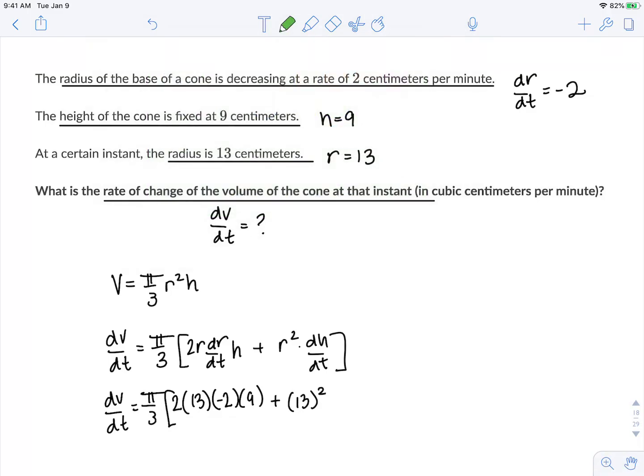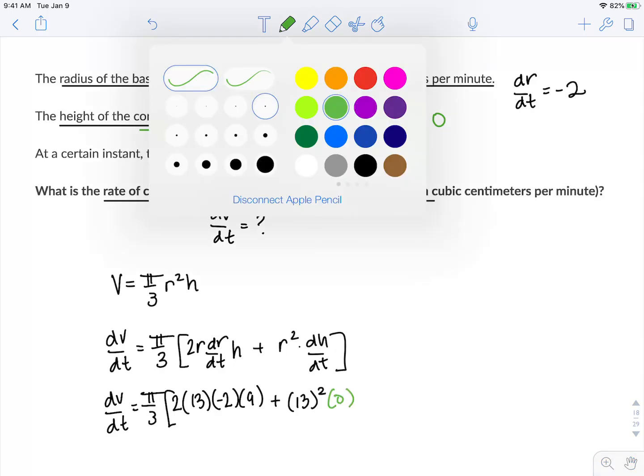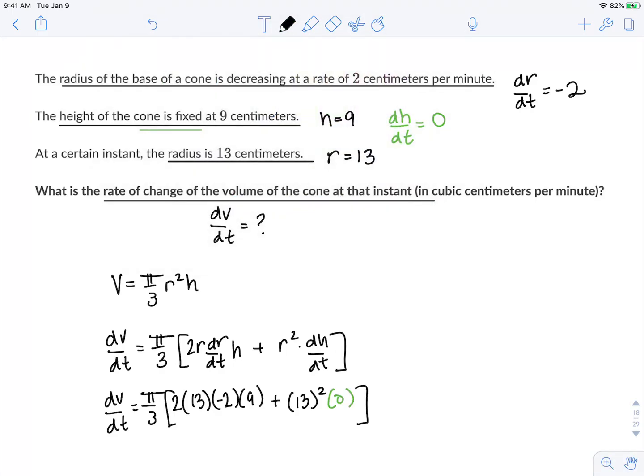Well, they tell us that the height of the cone is fixed. So that means that the height of the cone never changes. So dh/dt is 0. So this term here is gone.